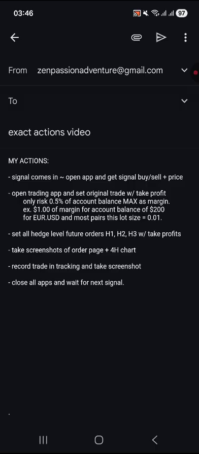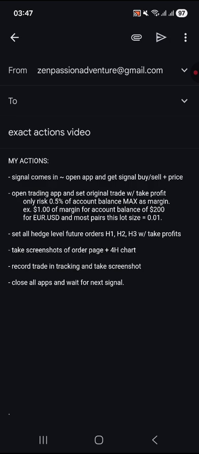For an example, I'm only risking $1 of margin for an account balance of $200. This is just an example. You can trade more money or less money. So for Euro USD and most pairs, the lot size that you're going to put in there is 0.01, and that will leave you with a risk of $1 margin for your $200 balance.